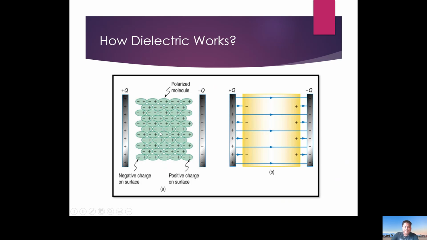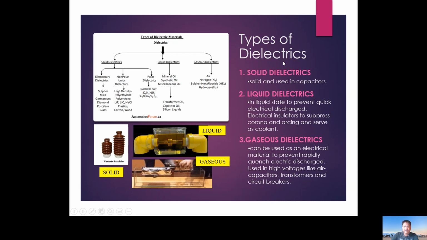This is an image of more connected atoms of this dielectric. So what are the types of dielectrics? I have here a diagram. There are three main types: the solid dielectrics, liquid dielectrics, and gaseous dielectrics. These are all examples of these dielectrics. I also have here a more detailed image: the ceramic insulator as part of solid, the liquid like this one, and the gaseous, which is apparently also a gaseous material.